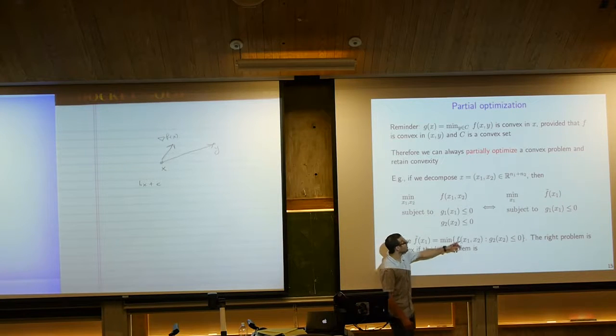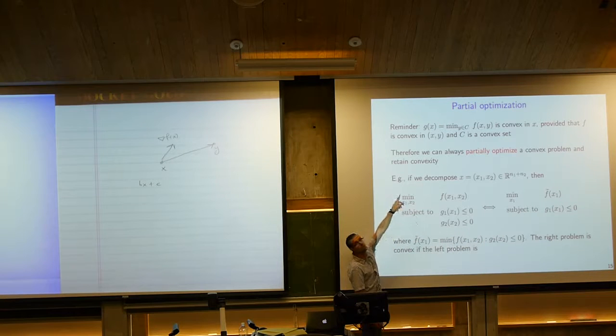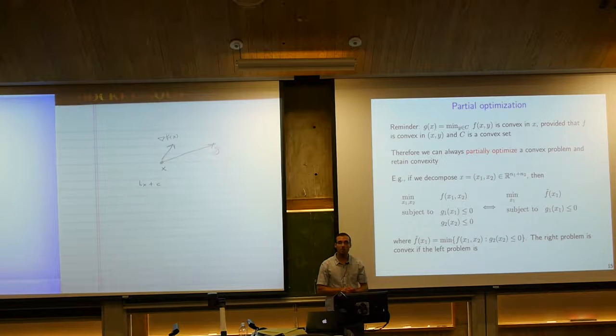Then this problem is convex when this problem is. That just stems from this property up here. So if I partially minimize out over some variables in a convex optimization problem, I still have a convex optimization problem at the end of the day.